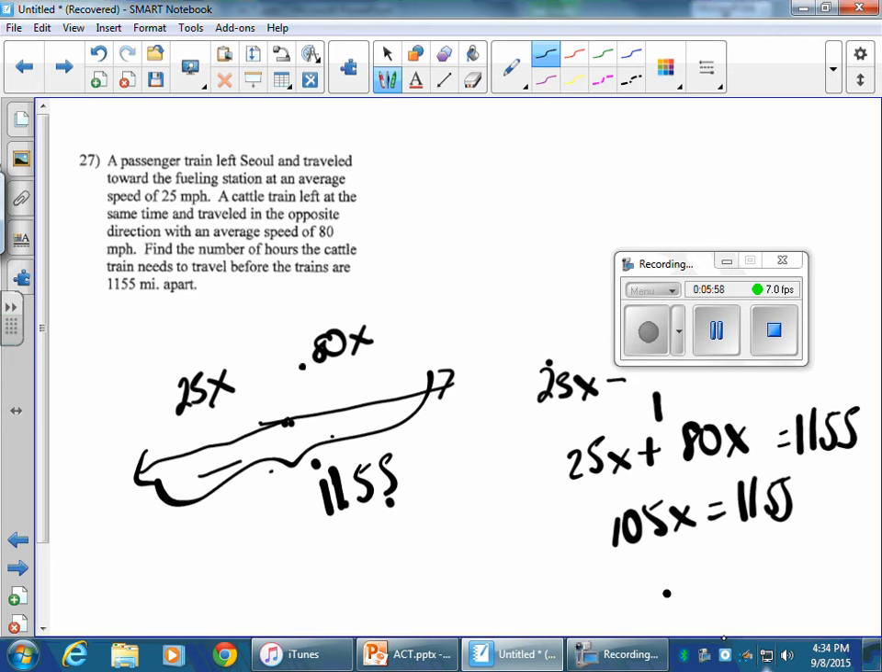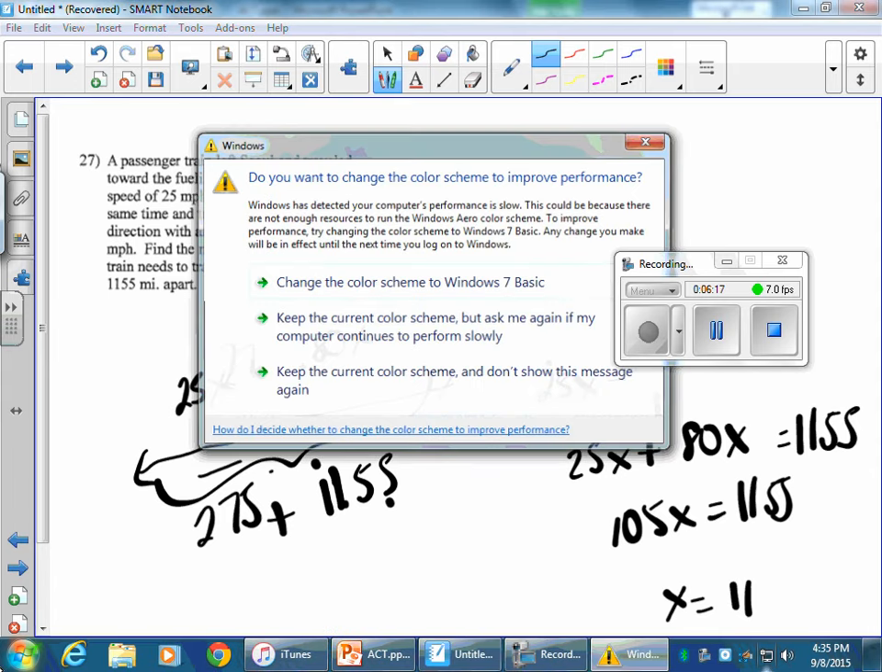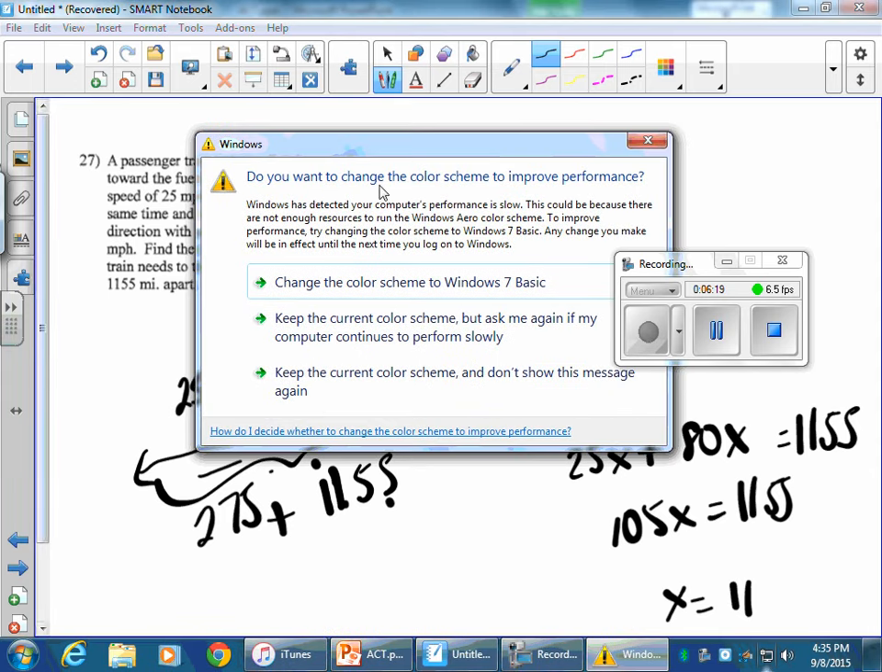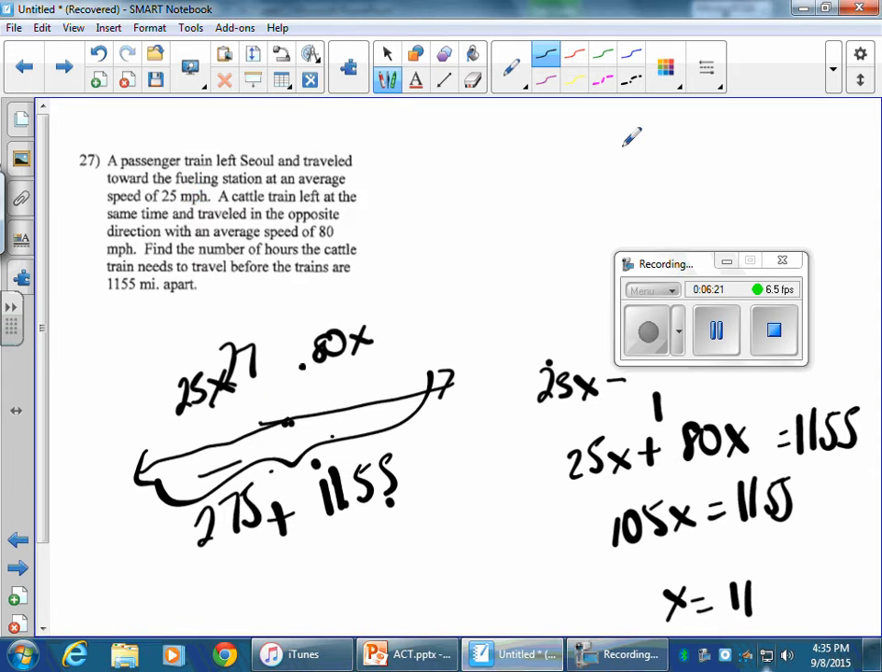So after 11 hours, the 11 times 25, this passenger train would have gone 275 miles. And then after 11 hours, the cattle train, 80 times 11 is 880 miles. And 275 plus 880 is 1155.